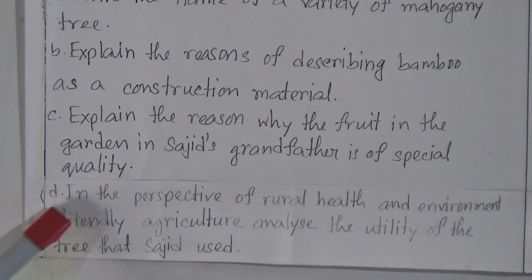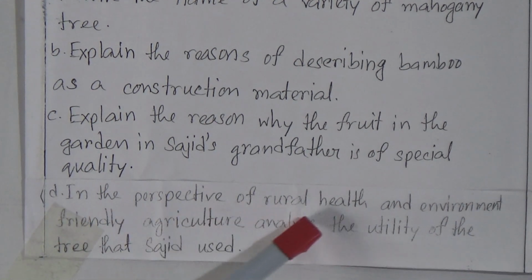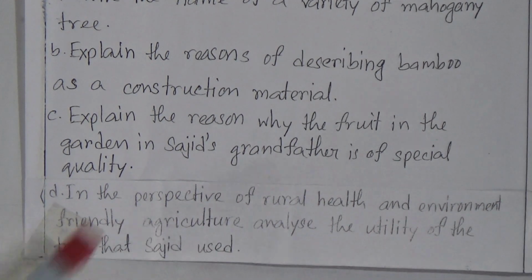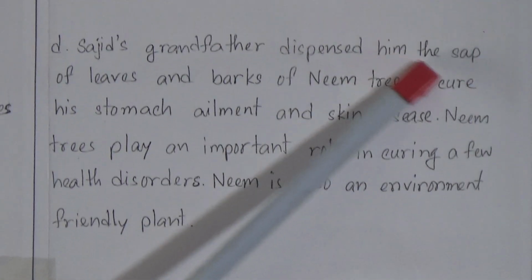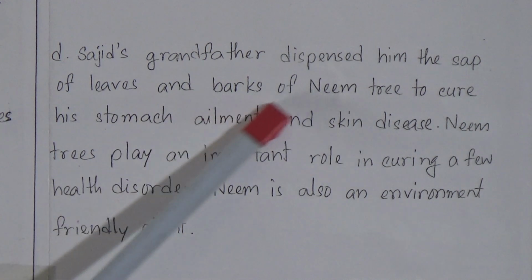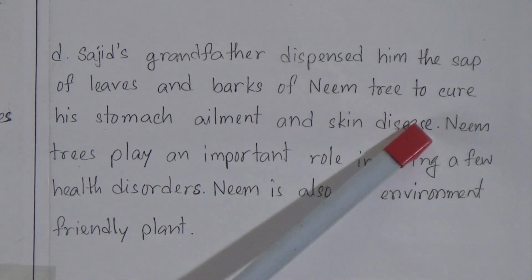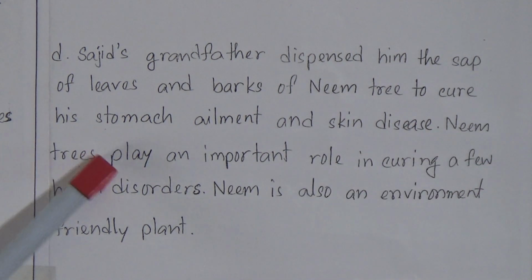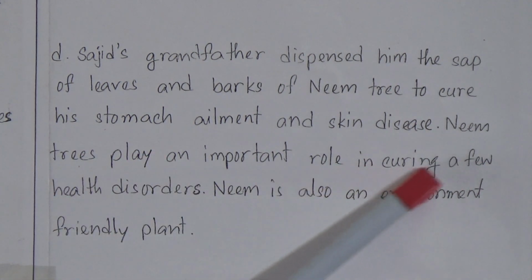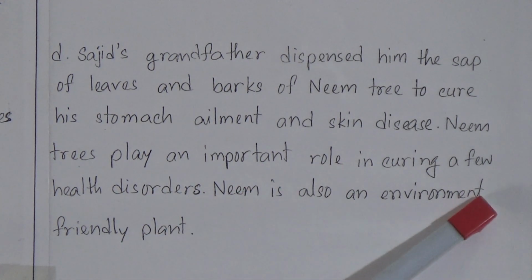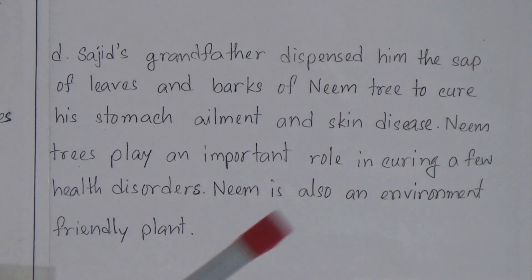Now number D, in the perspective of rural health and environment friendly agriculture, analyze the utility of the tree that Sajid used. And the answer is, Sajid's grandfather dispensed him the sap of leaves and barks of neem tree to cure his stomach ailment and skin disease. Neem trees play an important role in curing a few health disorders. Neem is also an environment friendly plant.